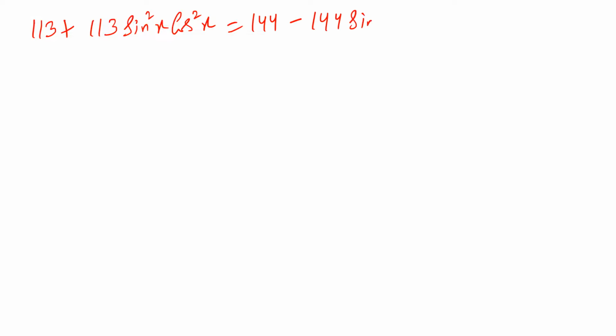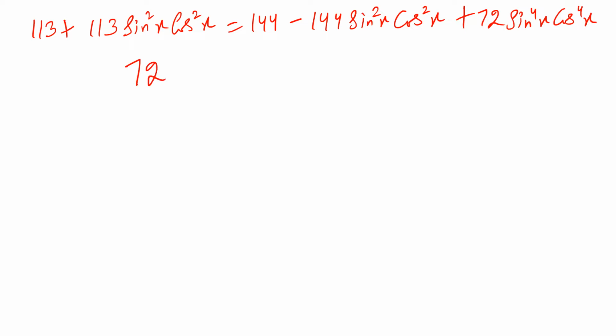Now students, when we do the cross multiplication of the terms, we'll be getting 113 plus 113 into sine square x into cos square x equal to 144 minus 144 into sine square x into cos square x plus 72 into sine x power 4 into cos x power 4.